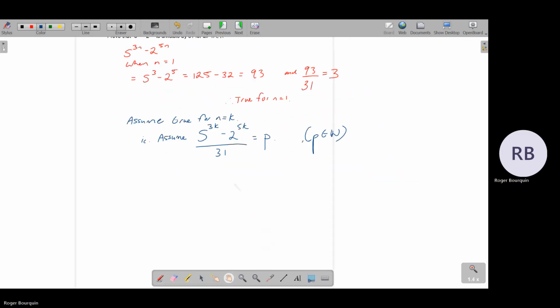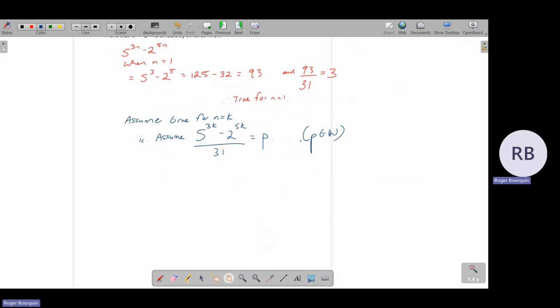Okay. All right. So now the question is, which power do I isolate? And the answer is it does not matter which one. Pick one. Okay. Pick a power, any power. Let's all pick 5 to the 3K. Let's get that on top.